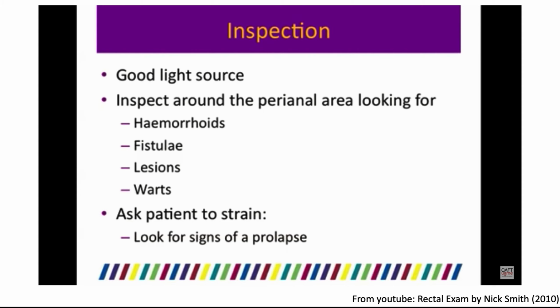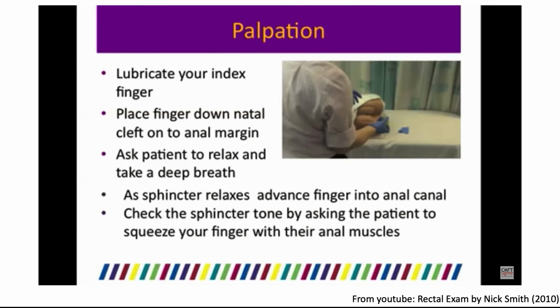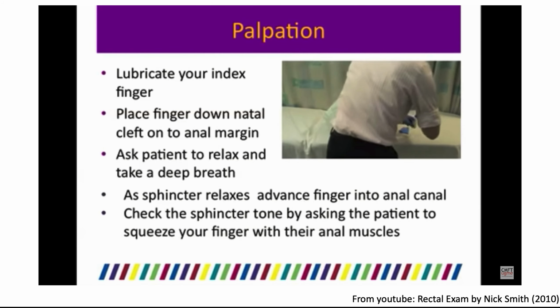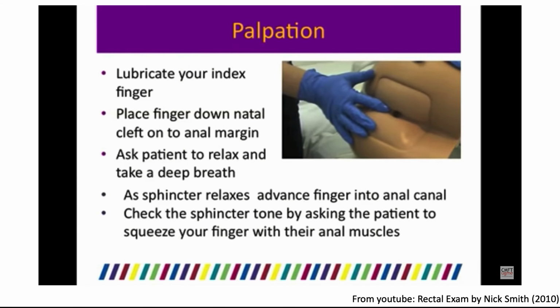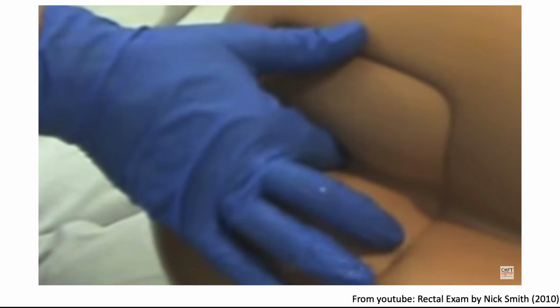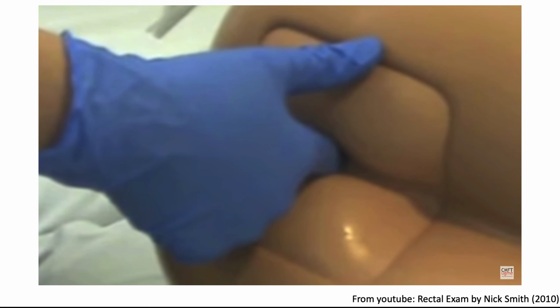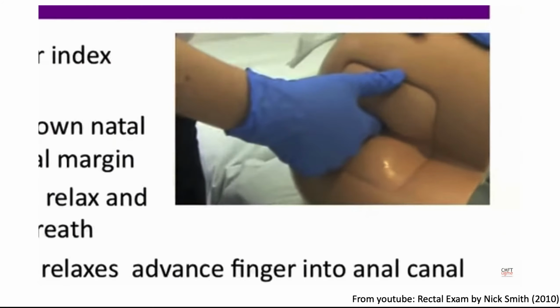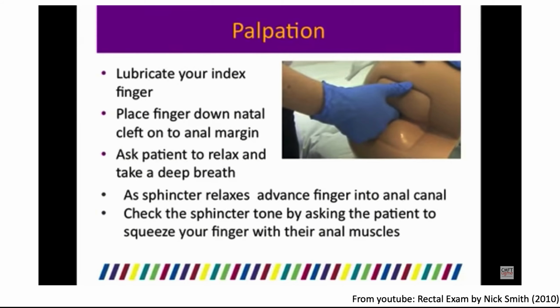Ask the patient to strain or bear down and explain to the examiner that you're looking for any signs of a prolapse, where you would expect the pink mucosa to start showing through. So, going on to palpate, lubricate your index finger, place your finger down the natal cleft onto the anal margin. Ask the patient to relax and take a deep breath in. As the sphincter relaxes, advance your finger into the anal canal. Check the sphincter tone by asking the patient to squeeze your finger using their anal muscles.